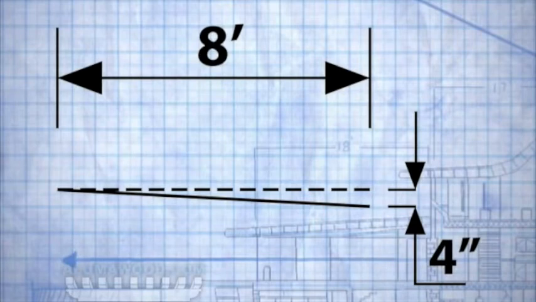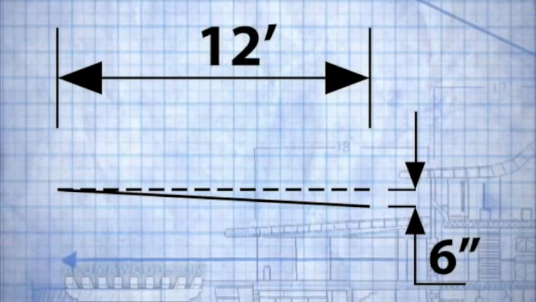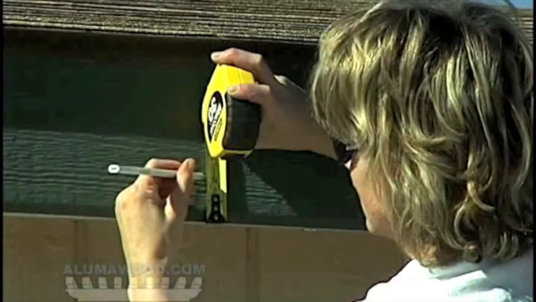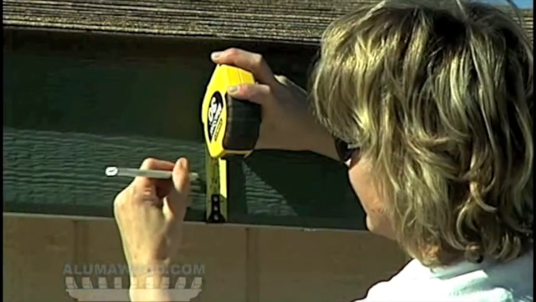per foot of projection. Check your local building codes for minimum headroom under the header, usually 6'8". Take this into account when determining the height of the house.